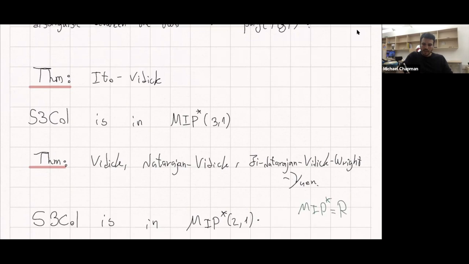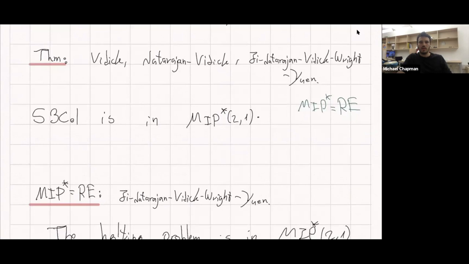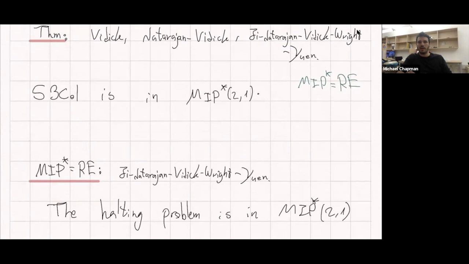saying that MIP* is equal to RE just means that the halting problem, I wrote it here, is in MIP* 2-1. Deciding whether a given Turing machine ever halts or never halts is in MIP* 2-1. There is an efficient algorithm that translates any Turing machine into a game, and calculating the quantum value of the game is as hard as checking whether these Turing machines halt or not. But this is a much more modest thing to check, okay?